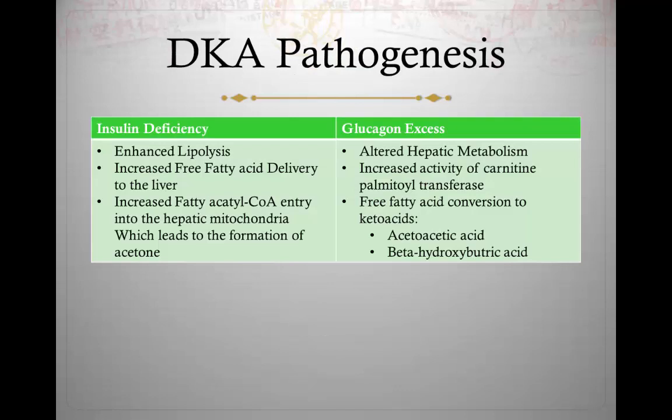Now, let's talk about DKA. Diabetic ketoacidosis is basically an acute metabolic complication of diabetes that is characterized by hyperglycemia, hyperketonemia, ketonuria, and metabolic acidosis. Most commonly, as I said, it is present in type 1 diabetes, even though it could be present in type 2, but rare. It develops because the insulin levels are insufficient to meet the body's basic metabolic requirement.